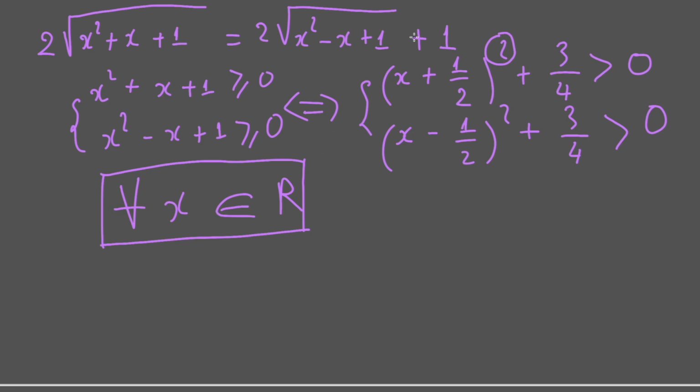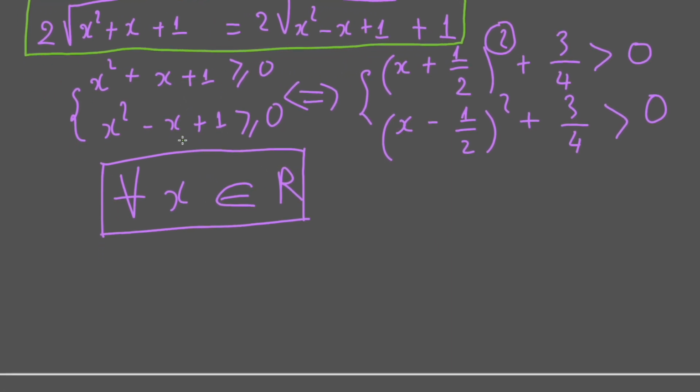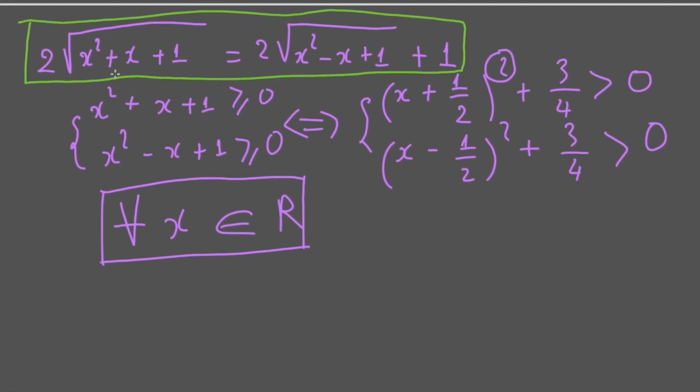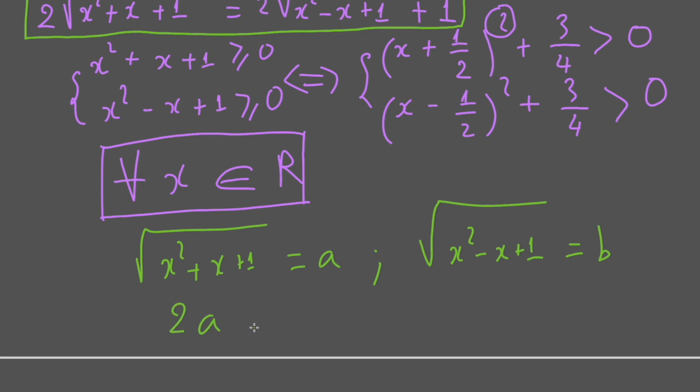Then the next thing is, with this kind of equation, we usually think about a solution using a substitution variable. You can put the first root as a and the second root as b, and rewrite the equation. You have 2a equal to b plus 1.